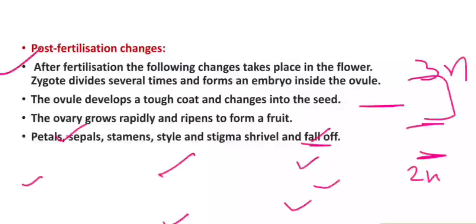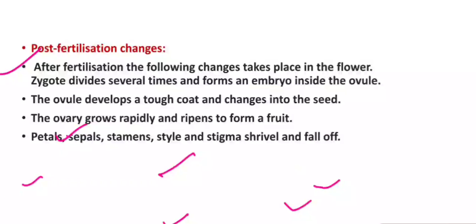Now after fertilization, the events which take place are known as post fertilization events. You studied this in 10th as well. In 10th you studied that after fertilization there is formation of zygote which will divide to form embryo, and this embryo will further divide to form seed. The fertilized ovule will get converted into seed, and the ripened ovary will get converted into the fruit. Petals, stamens, sepals, style and stigma will shrivel or fall off.